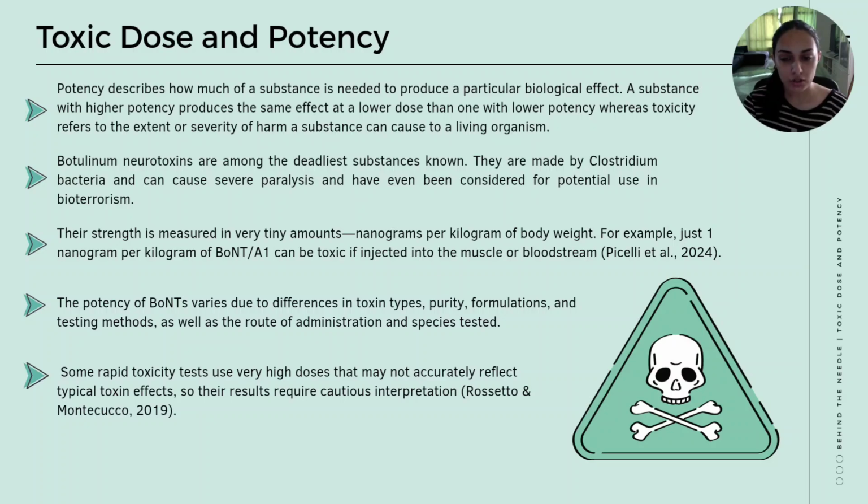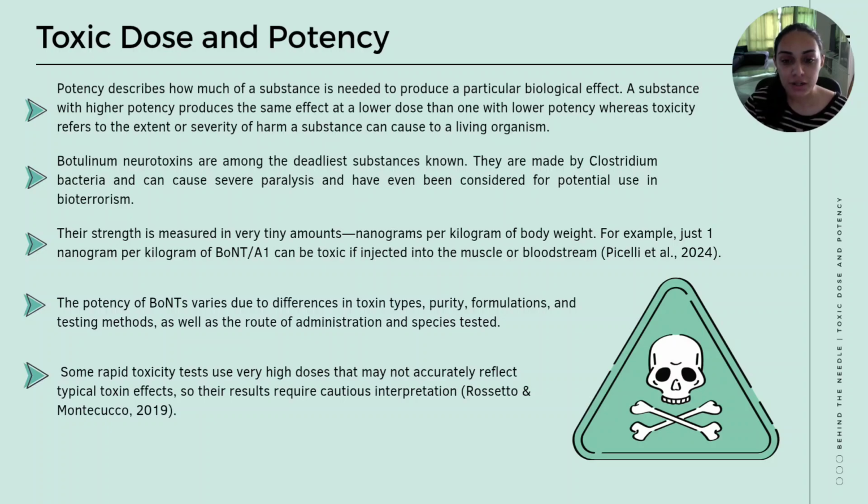Let's talk about toxic dose and potency. Potency refers to how much of a substance is needed to cause a biological effect. Something with high potency works at a lower dose. Toxicity, on the other hand, is about how harmful the substance actually is. One of the most potent and deadly substances known is the botulinum neurotoxin, produced by Clostridium bacteria.